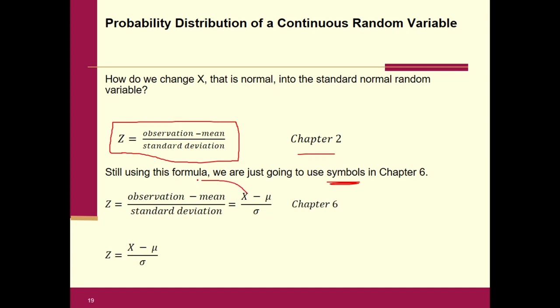And so the observation, you have to think of the observation as simply x. And the mean, what's the mean? The mean is mu. What's the standard deviation? Sigma. So there's the formula that we're going to use in chapter 6, but it still follows this basic formula that we used in chapter 2. And so to change x into z, notice z would be equal to x minus mu divided by sigma. That's the formula that we're going to use in chapter 6, but it still follows this basic idea: observation minus the mean divided by the standard deviation. So let me give you an example.